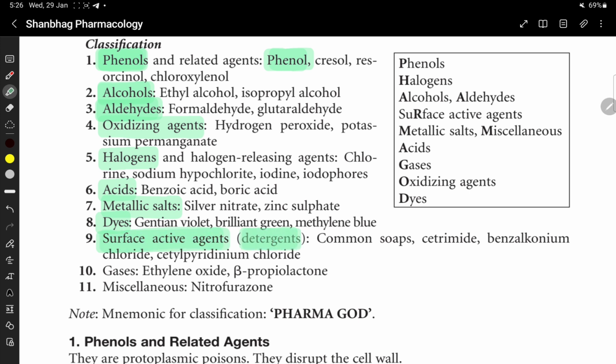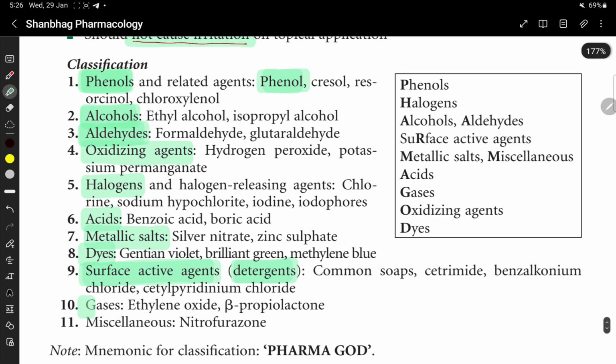Surface active agents, that is detergents: common soaps, cetrimide, benzalkonium chloride, cetylpyridinium chloride. Gases like ethylene oxide and beta propiolactone. Last is miscellaneous, that includes nitrofurazone. So the mnemonic is Pharma God.